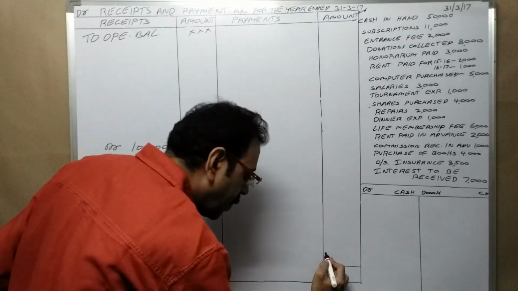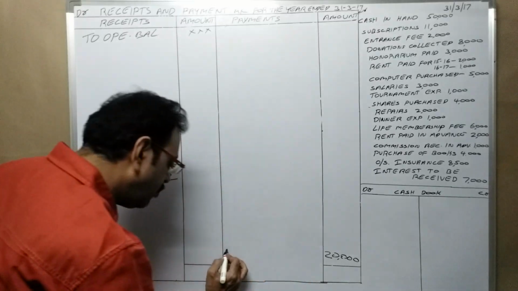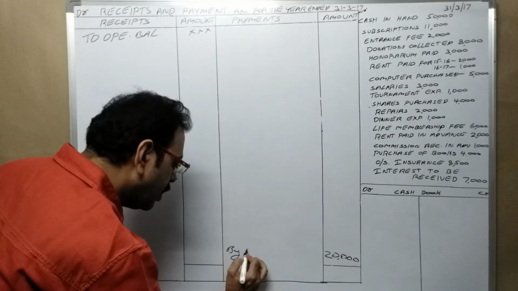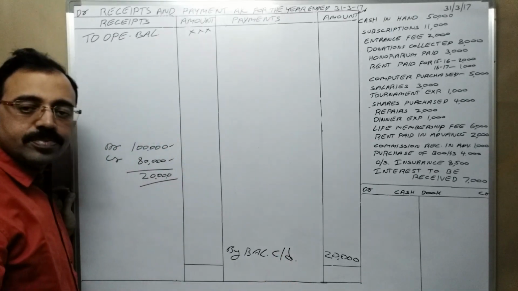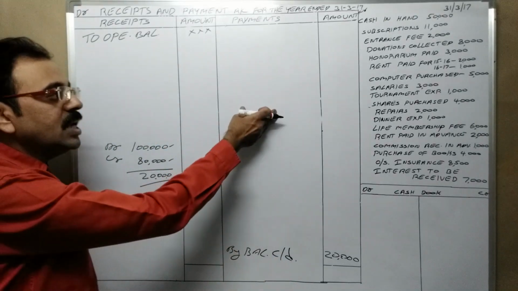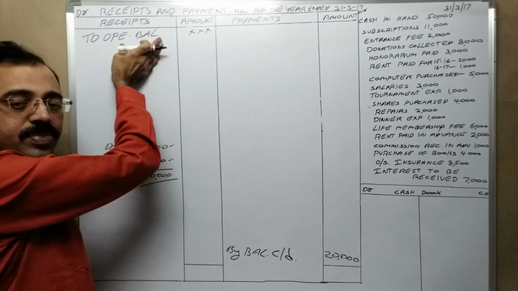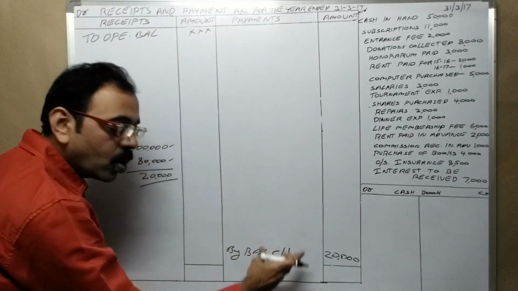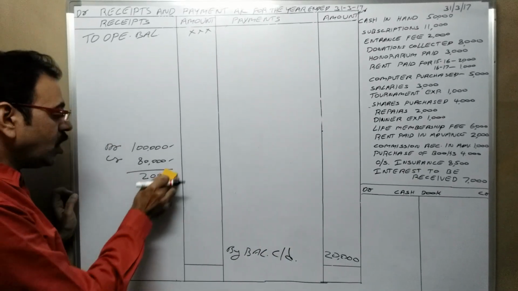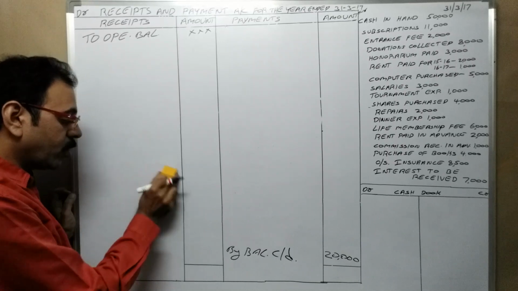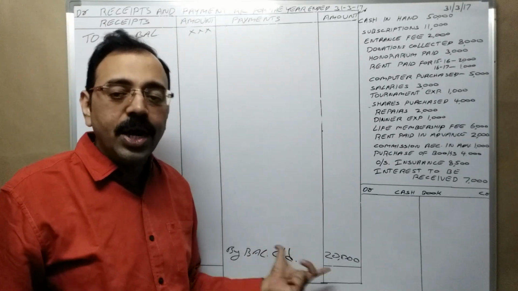So credit side, 20,000. What we should write for that? By balance carried down. So remember, receipts and payments account starts with opening balance and ends with closing cash balance. Means the purpose of preparing receipts and payment account is to know the cash in hand at the end of the year.